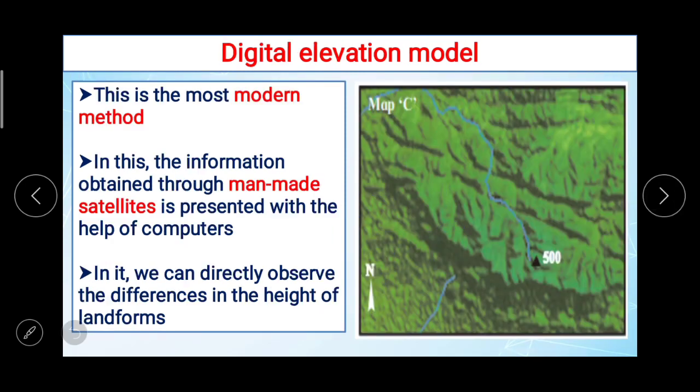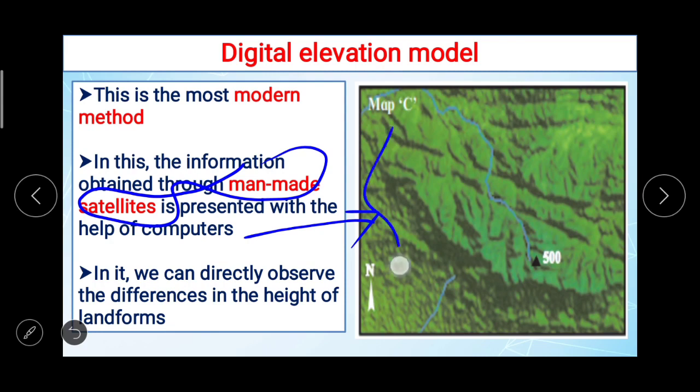Now next to this, digital elevation model. This is the most modern method of mapping. In this, the information obtained through man-made satellites is presented with the help of computers. मैनमेड सैटेलाइट जो है वो फोटो खींचते हैं और with the help of computer ये बनाई जाती है डिजिटल एलिवेशन मॉडल, and in it we can directly observe the differences in the height of landforms, जैसे यहाँ पर हम मैप में देख पा रहे हैं.